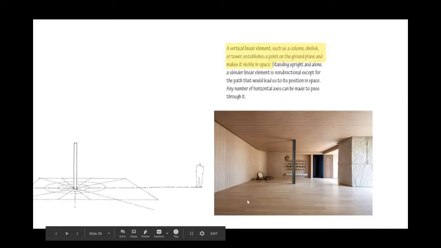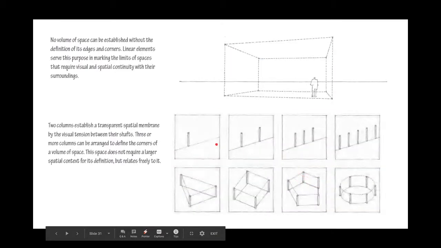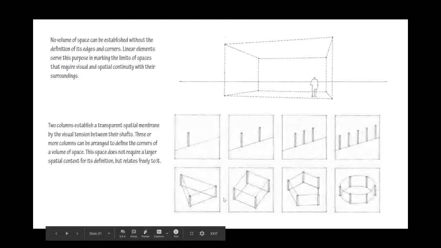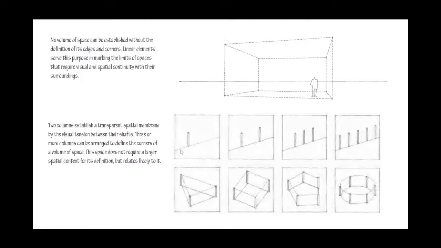So with this, you have any number of horizontal axes that can be made to pass through it. So you can have a lot of points there, right? So no volume of space can be established without the definition of its edges and corners. In any architectural element, you can establish this using columns or any linear structural support. As you can see, it creates a limit. So this is more or less your visual limits.